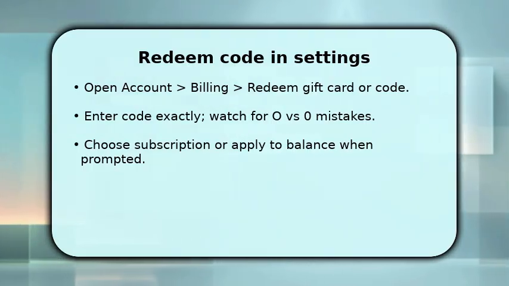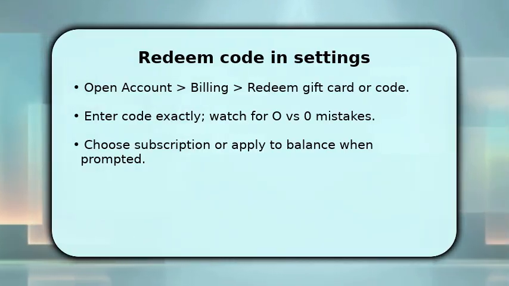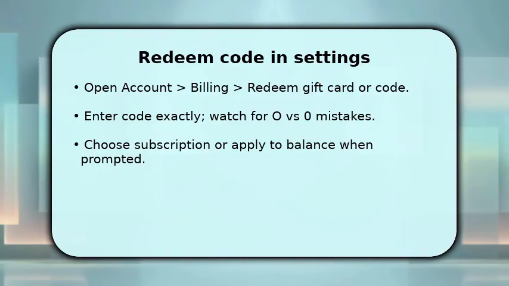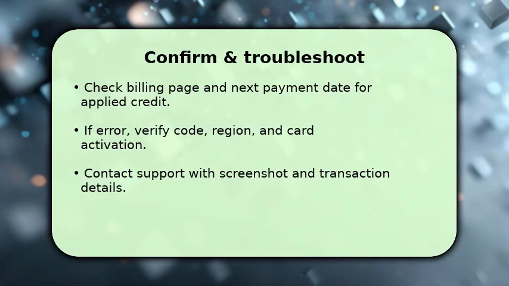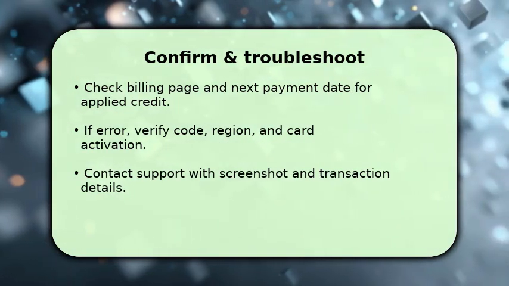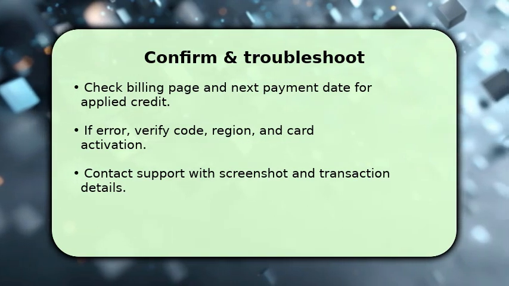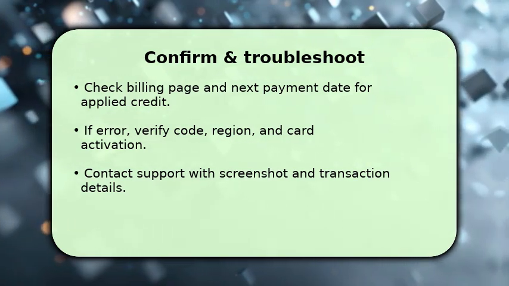If you have multiple payment methods, make sure Max will use the gift balance first. Confirm the new payment method order. Then save. You finish by confirming the gift credit appears on your billing page and that the next payment date reflects the applied amount. Play something briefly to ensure access.